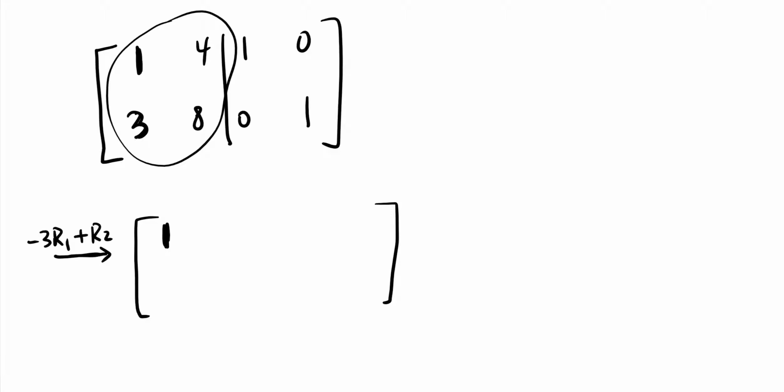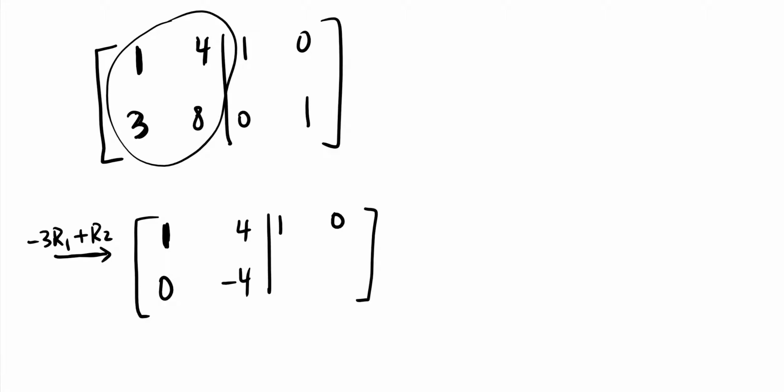Row 1 stays the same: 1, 4, and then 1 and 0. We don't modify anything in there. Now we multiply row 1 by negative 3. That's negative 3, add it to 3, that's a 0. Negative 3 times 4 is negative 12, add it to 8, that becomes negative 4. Negative 3 times 1 is negative 3, add it to 0 is negative 3. Negative 3 times 0 is 0, add it to 1 is 1. So I cleaned the first column.